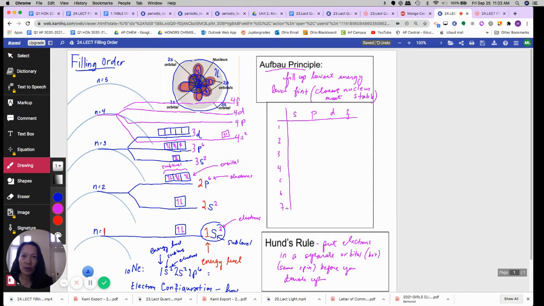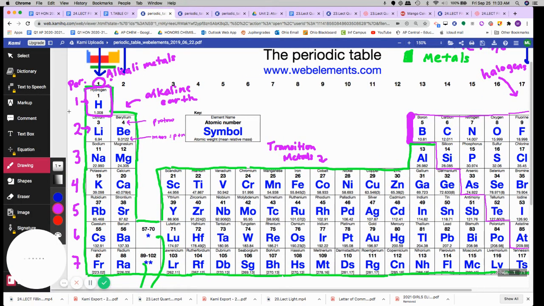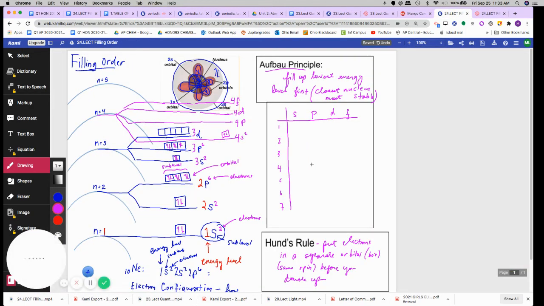And as you can see, 1 through 7 corresponds to the period in the periodic table. So if you look here, you see how it's 1, 2, 3, 4, 5, 6, 7. Yes, that's what that means. Each period is an energy level. So in the first energy level, you have 1s, right? In the second energy level, you have 2s and 2p sublevels. So 2s and 2p. In the third energy level, you have, yes, you guessed it, 3s, 3p, 3d.